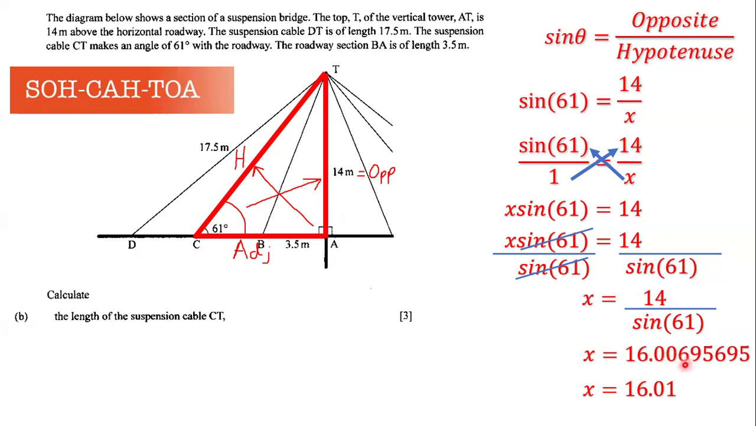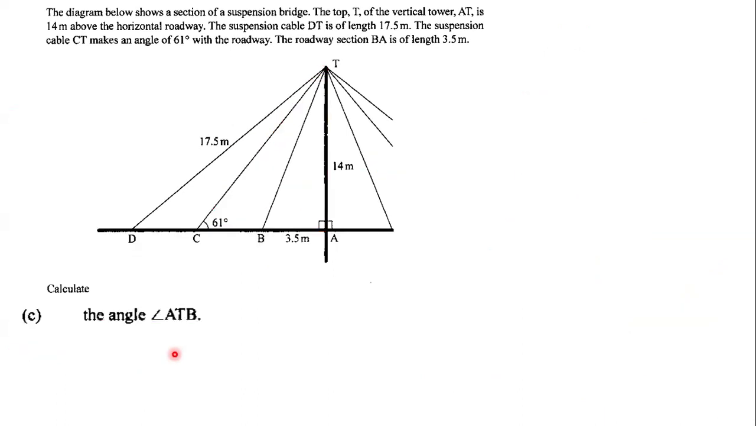And notice that this is 6 right here. And so once it's 5 or greater, we can add 1 to the 0. And so we have 16.01. And that's our answer correct to 2 decimal places. CT is going to be equal to 16.01 meters. And that's our answer right here.